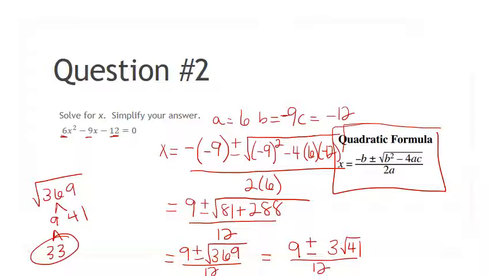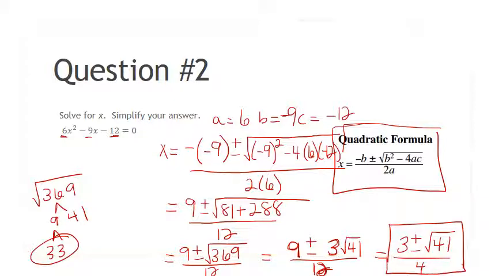Now lastly, I want to see the 9, the 3, and the 12. Since this is divided by 12, these do have a GCF, so I can factor out a 3 from all this, or divide a 3 out. So this would become 3 plus or minus the square root of 41, all divided by 4. It's going to be my final result because I can divide a 3 into each of these terms. 3 goes into 9 3 times, 3 goes into 3 once, and 3 goes into 12 4 times. And this would be my final answer, simplified.